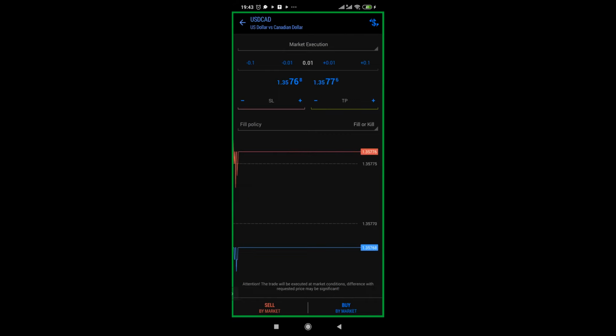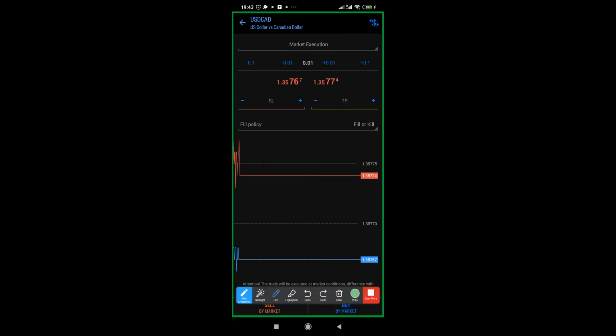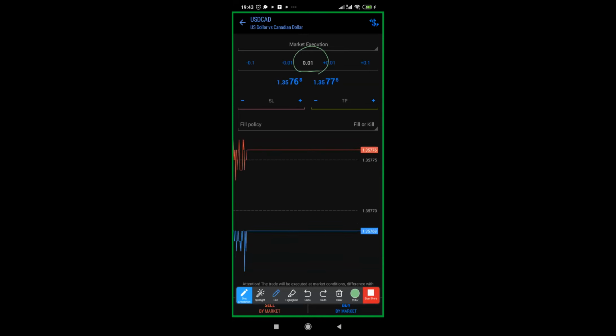And then over here, the next point is the lot size. By default, if you are just trading for the first time, you see it as 0.01. But if you have been trading multiple times, different trades, and maybe you used a different lot size, the lot size that will be there will be the previous lot size that you used in the previous trade. So ensure that before you take any trade, you are absolutely sure that you are using the right lot size.